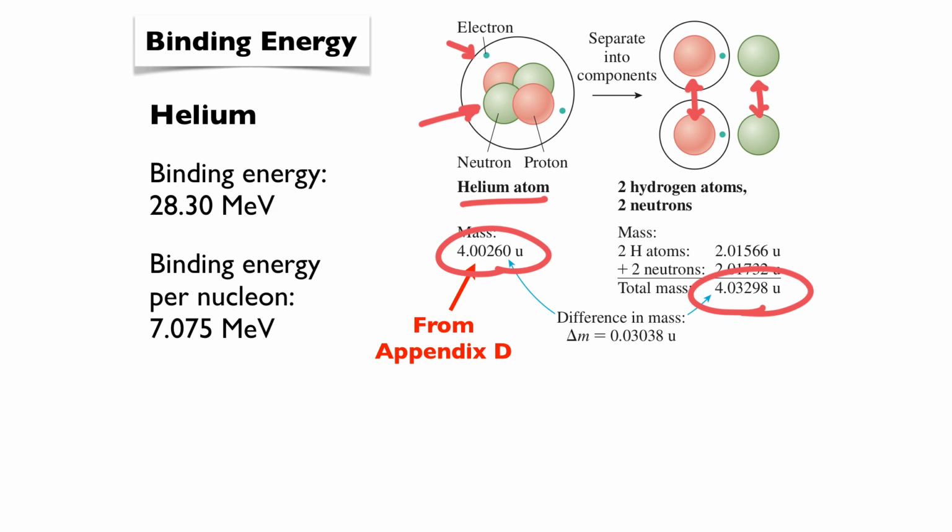but the mass of helium is 4.00260 atomic mass units. It's 0.03038 atomic mass units less. So if you take 2 hydrogen atoms and 2 neutrons and you turn them into 1 helium atom, you get energy out. And the amount of energy you get out is gigantic. That's the binding energy. That's how much you could get if you created a helium, or how much you'd have to put in if you wanted to take it apart. 28.3 mega electron volts, or 7.075 mega electron volts per nucleon.